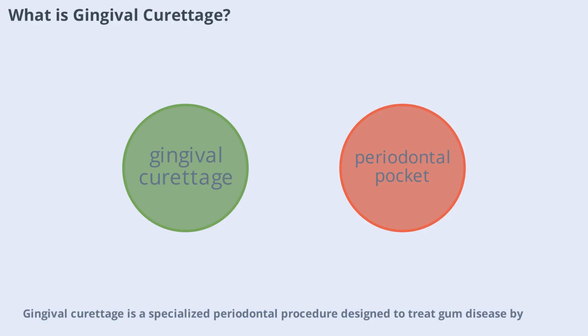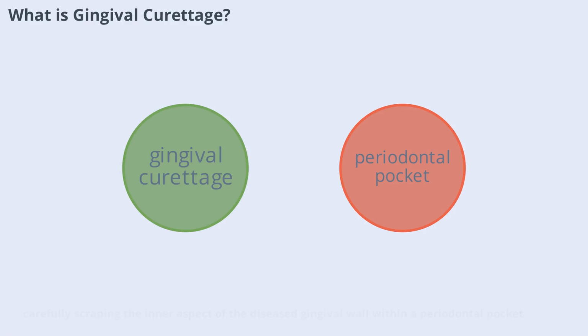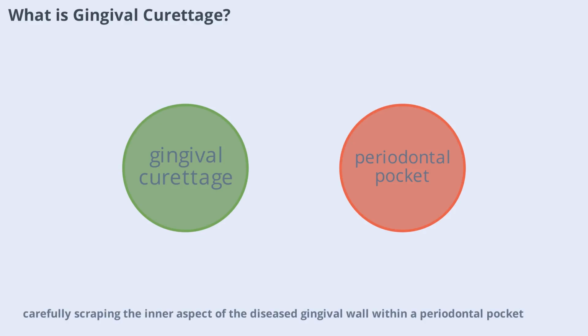Gingival curettage is a specialized periodontal procedure designed to treat gum disease by carefully scraping the inner aspect of the diseased gingival wall within a periodontal pocket. This process removes ulcerated and hyperplastic pocket epithelium, as well as the adjacent zone of damaged connective tissue.